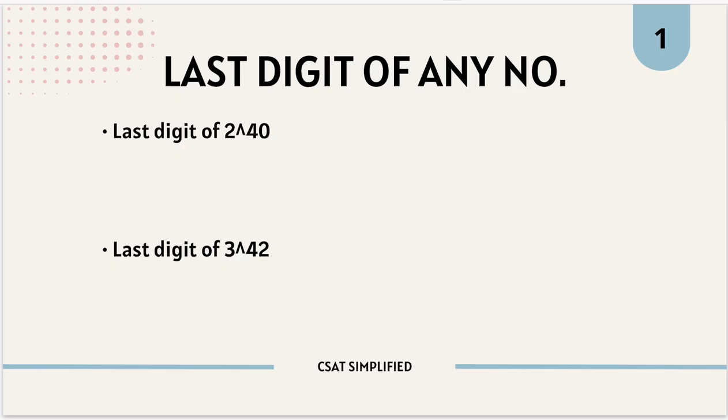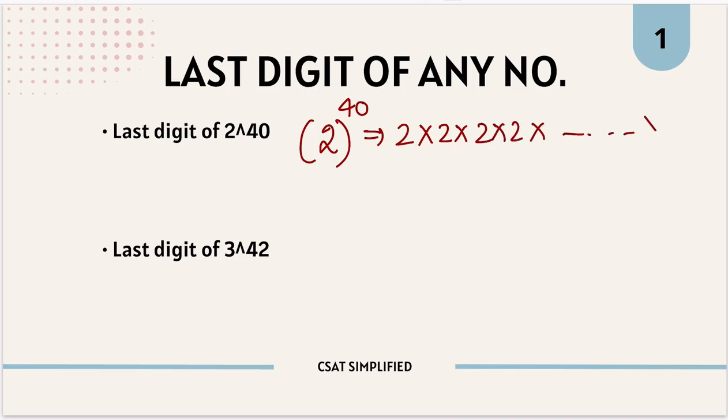So this number, suppose 2 raised to power 40. If someone asks you 2 raised to power 40, what is going to be the last digit in this output? So what exactly is 2 raised to power 40? 2 multiplied how many times? 40 times, correct? So one way is you do the multiplication, 2 into 2 into 2 at 40 times. That is going to take a lot of time. Or what is the other way of doing it?